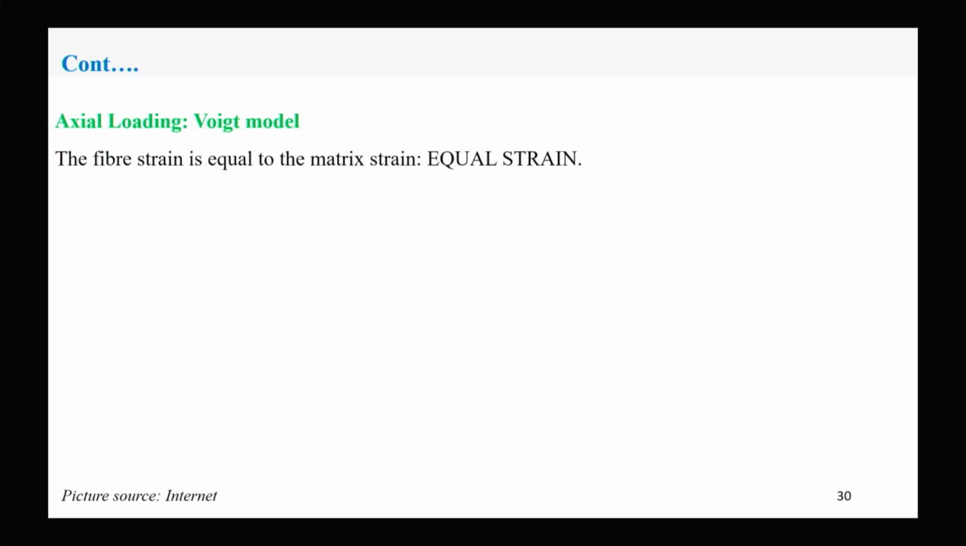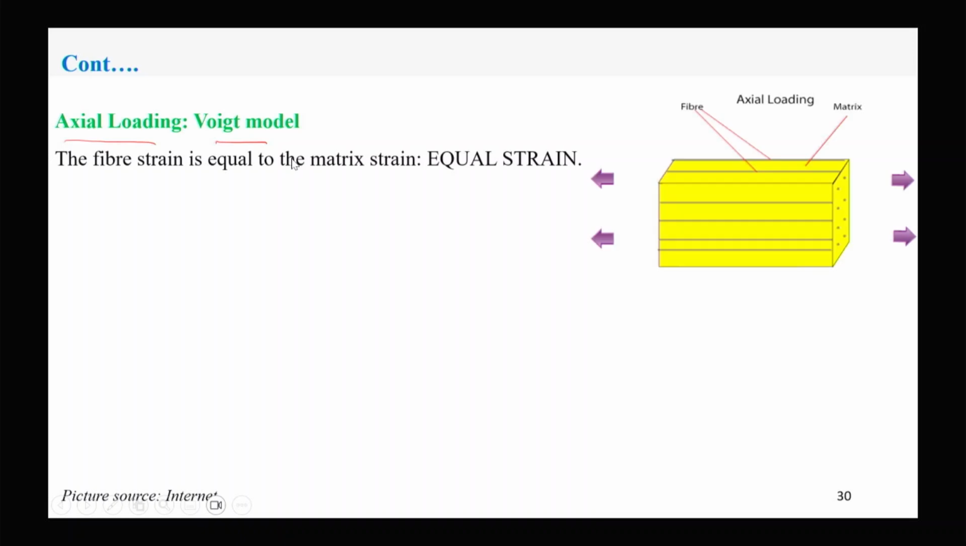So there are two models. One is the axial loading model. First, let us discuss the axial loading model, which is known as the Voigt model. And this model is called the equal strain model. Why is it equal strain? When we apply stress here, both matrix and the reinforcement will be strained by an equal quantity. The strain will be equal. So this is called axial loading.